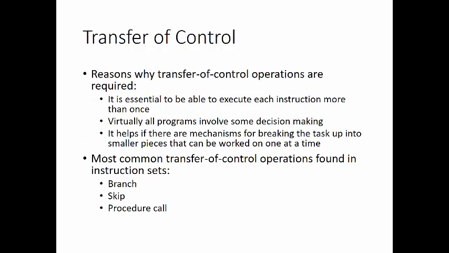Transfer of control. Sometimes you want to transfer control if you want to execute an instruction more than once. And virtually all programs involve some type of decision making, at least everything that you've done subsequent to the first program in CS410. It helps if there are mechanisms for breaking tasks up into smaller pieces that can be worked upon one at a time. The most common transfer of control instructions are branch, skip, and procedure call. And let's talk about each of those.